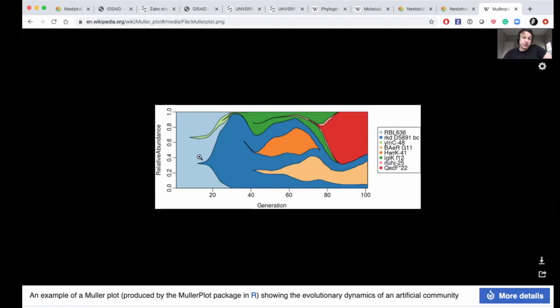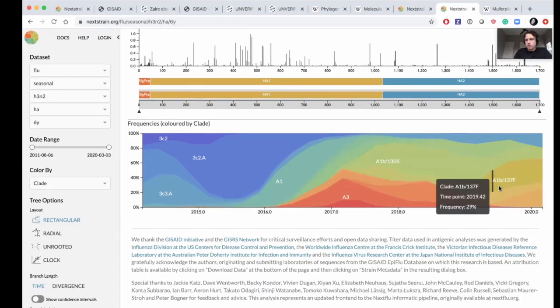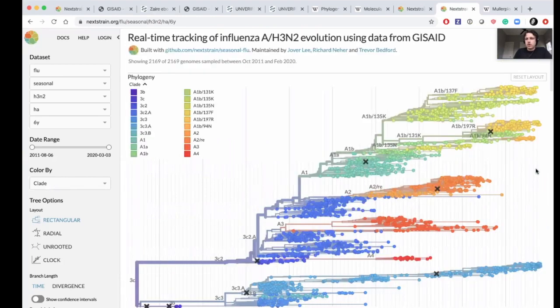And this is a tree. This is basically showing over time which clade has more population than the other. If we look at this more recent one, A1B 137F, that's the newer one, and that has maybe 30%. And we can look up here at 137F, right? So we can highlight those.